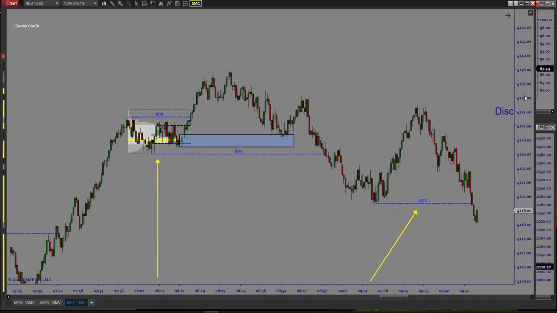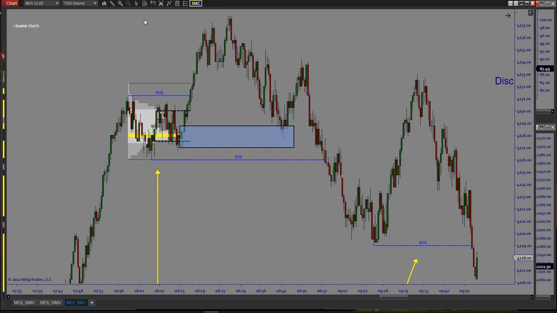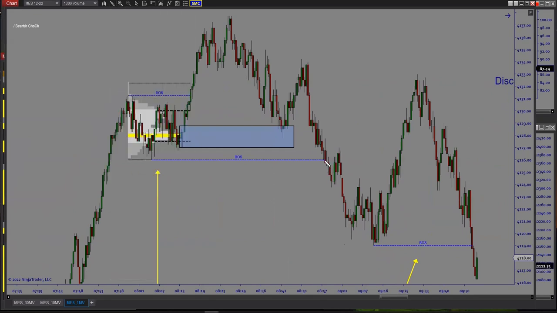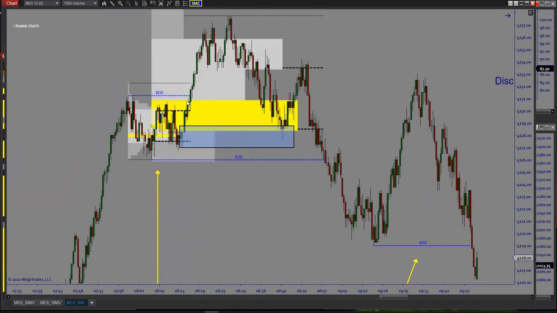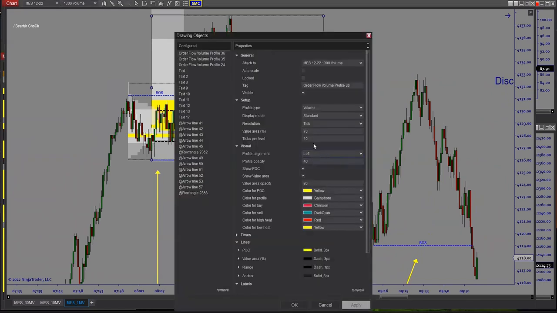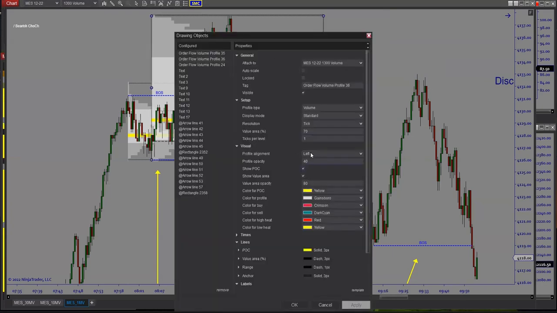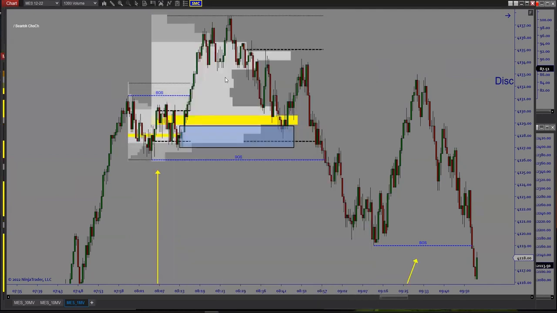So let's double check here. I want to see where the value area high is. So we're going to draw another profile from this break bar all the way to the anchor. Okay. Now, we're not using volume on this example. So bear with me here for a second. I'm looking for, give me a second here. We're going to take this to 3.